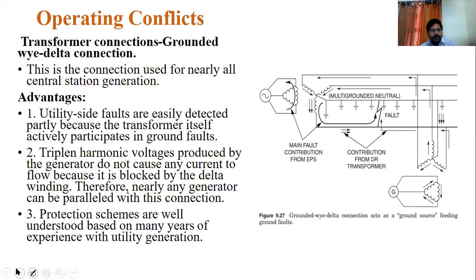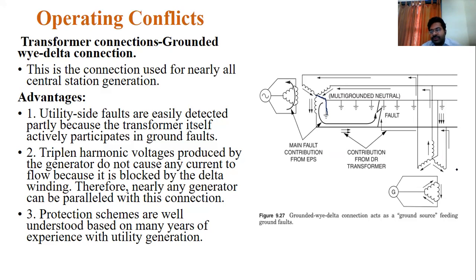So what is the fourth one? What is another type of connection? The last type of connection is the grounded Y connection to the delta. See this, the grounded Y connection to the delta. This is another type of transformer connection to interconnect the DG as well as the system.